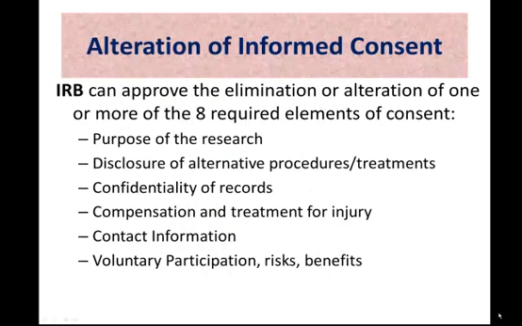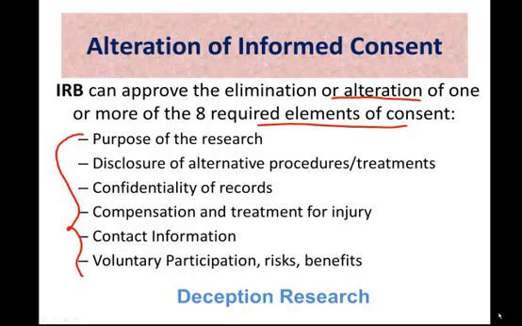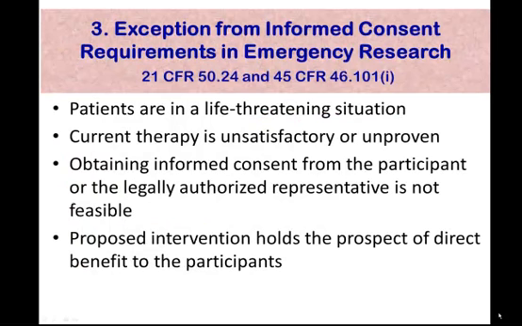In addition to approving a full waiver, an IRB may approve the elimination or alteration of one or more of the 8 required elements of informed consent, as shown in this slide. Usually, this occurs in certain types of deception research. Our third and final type of waiver refers to what is known as an exception from informed consent requirements in emergency research, and both the FDA and the Department of Health and Human Services have criteria for such waivers, which are essentially similar. And the criteria are shown in the next few slides.